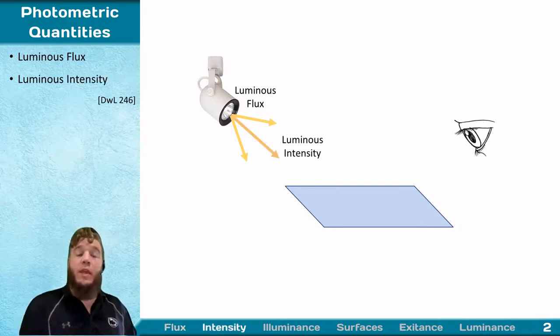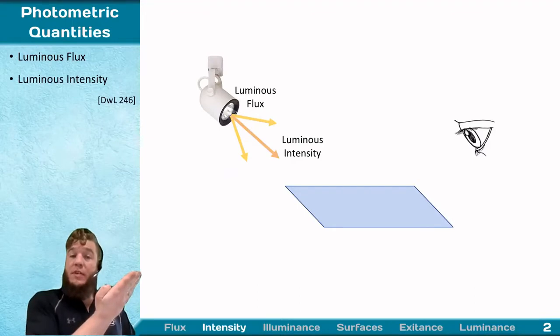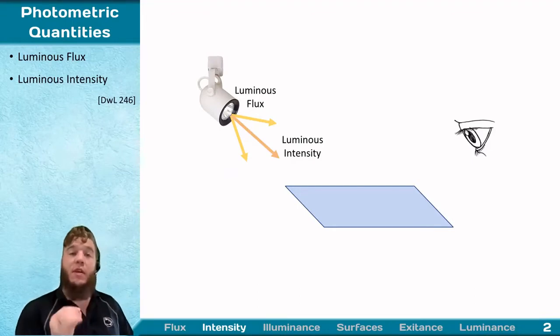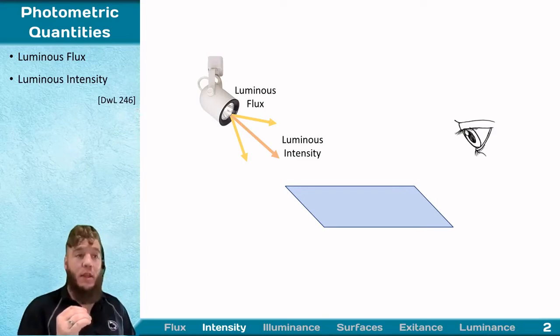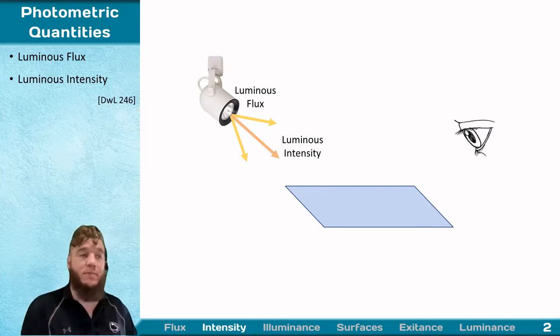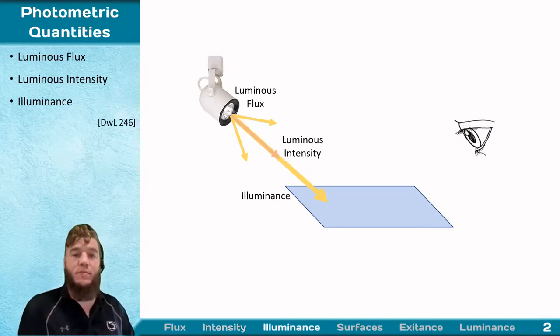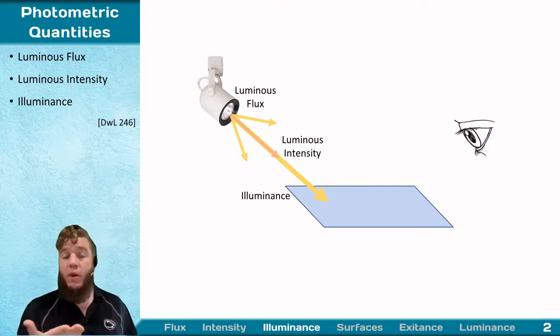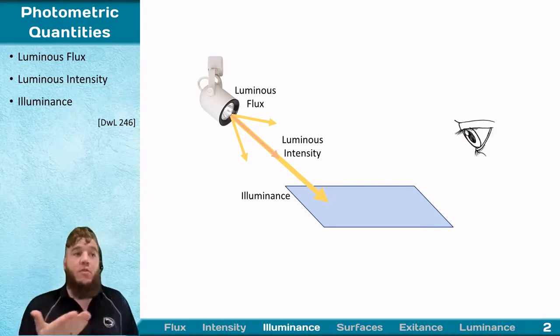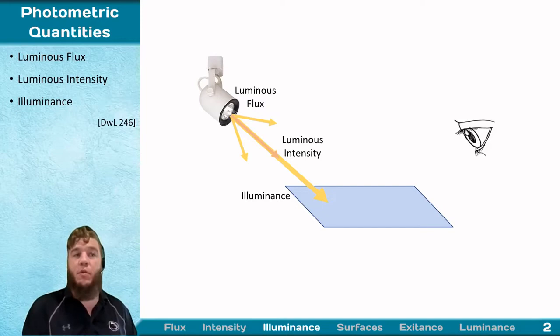Building on that, we can consider luminous intensity. Luminous intensity, unlike luminous flux, does care about where that light is emitted. In fact, it's specifically the flux emitted in a particular direction. When flux emitted in a particular direction reaches a surface, we call that illuminance. And illuminance is just a measure of the total light striking a surface from all directions.